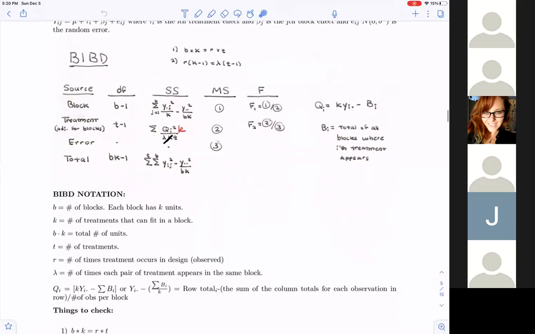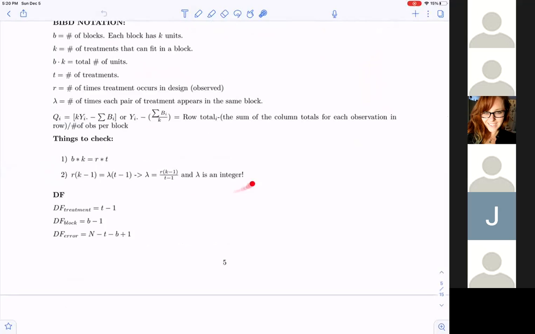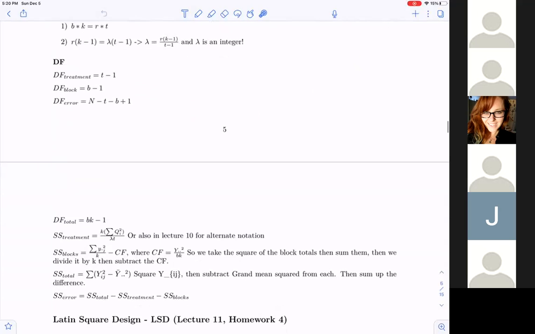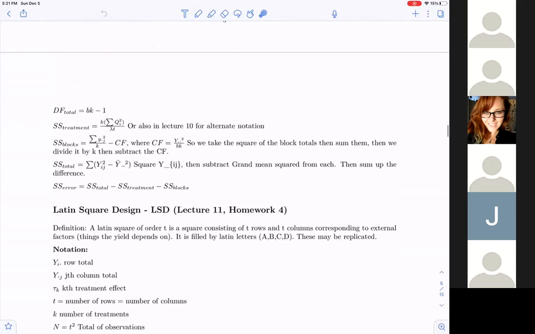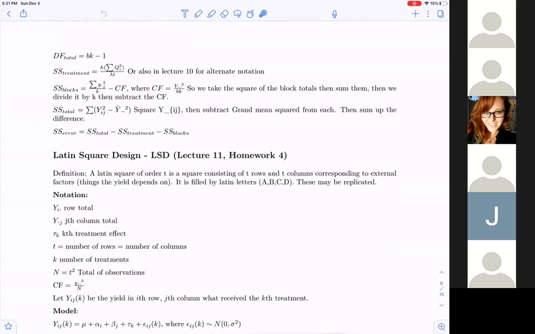Okay. Going back to our final quick reference. So that's very nice. I did put the degrees of freedom in there just in case. It could be useful, perhaps. There is also a little bit of explanation here. And then, does anybody have any questions in particular about the BIBD design?